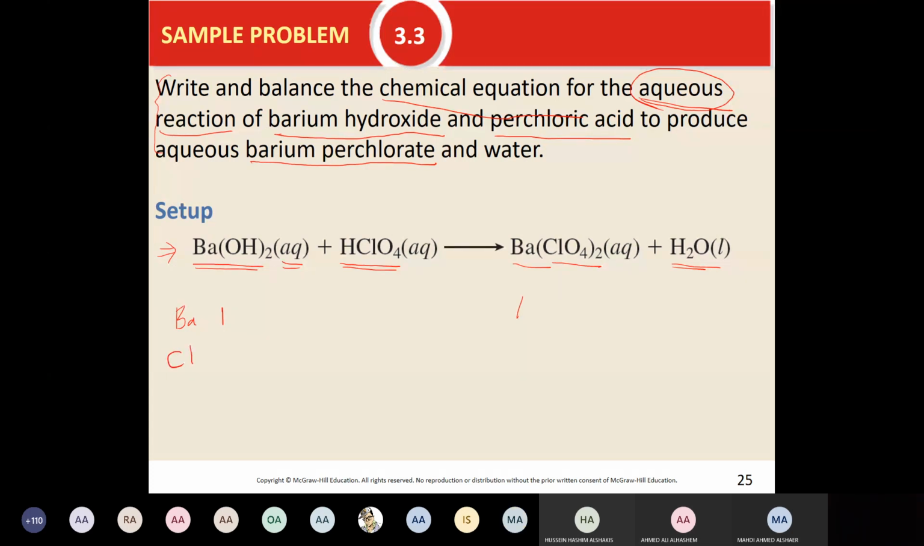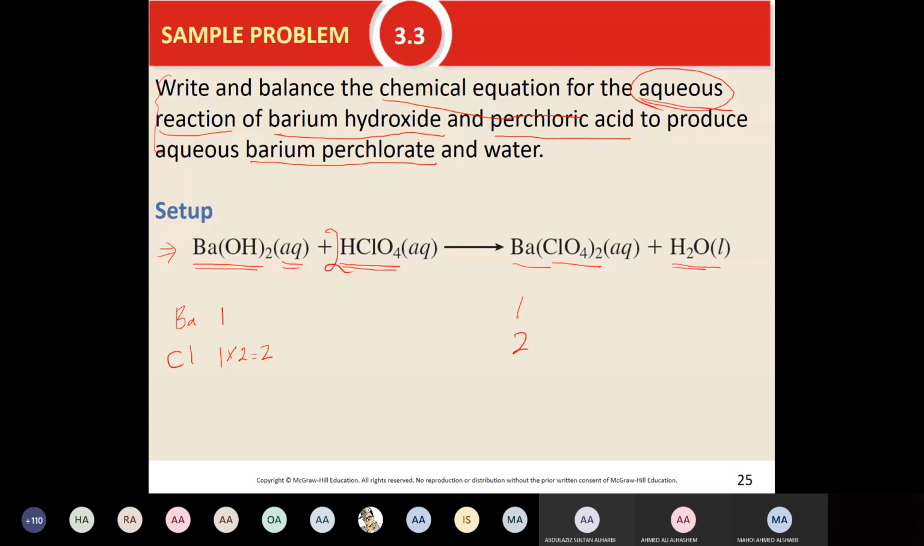Then go to chlorine. How many chlorines do we have? How many in the reactant? 1. How many in the product? 2. Okay, 2. I have to multiply by 2. Now the chlorine is multiplied by 2 and it is 2. And on this side we did not multiply by anything, so the chlorine is balanced.